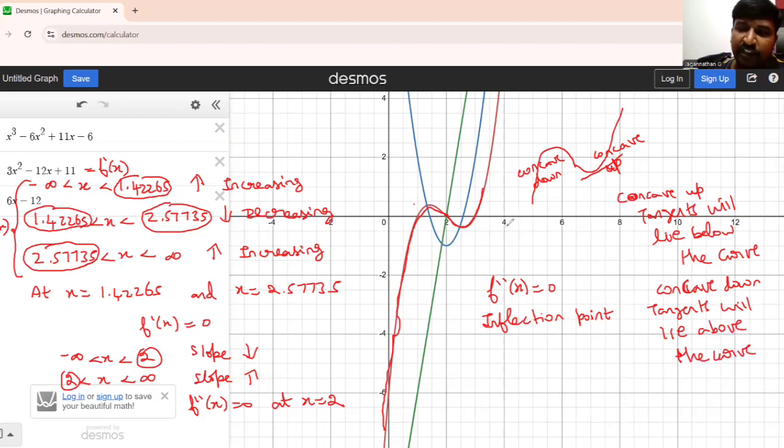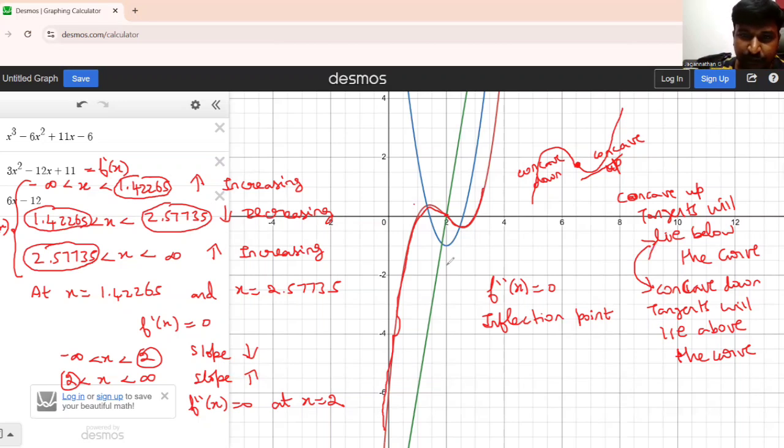So what exactly is that inflection point then? That's the point where your tangent starts to change its nature from above the curve to below the curve, or below the curve to above the curve. So this transition is marked only by the inflection point. Hope you understood it. I'll even draw the tangent equation at that point, x equal to 2.